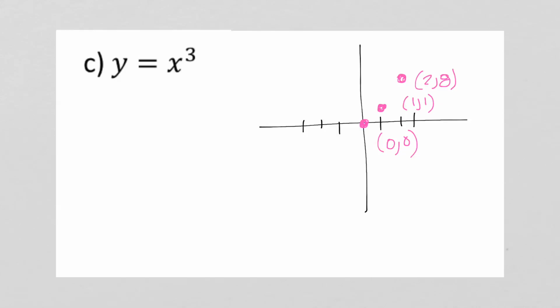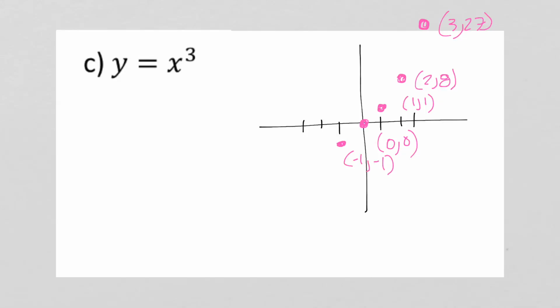And 3 cubed is like already crazy big. 3 cubed is 27. 3 times 3 is 9, times 3 is 27. Well, what about negative x values? Here, if I plug in negative 1, I get negative 1 times negative 1 times negative 1 is negative 1. So I get that point right there at (-1, -1).